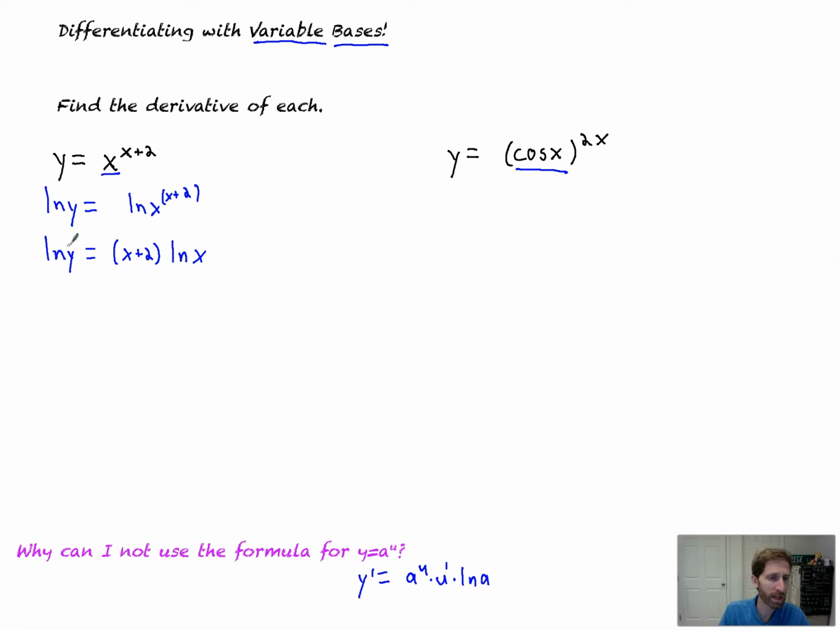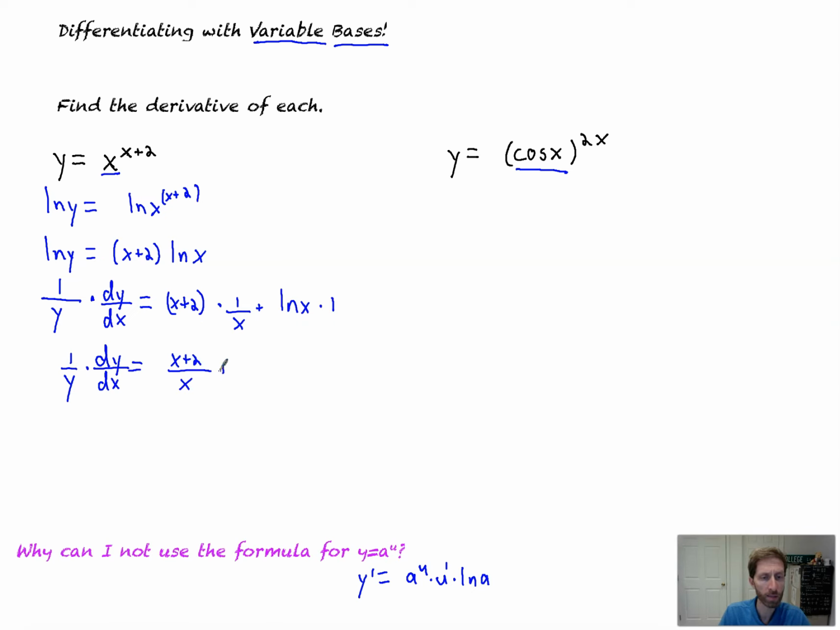Let's go. I'll take a derivative of both sides with respect to x. It's going to be messy. Hang on to your hats if you're wearing one. 1 over y times y prime, or dy dx, since we're taking the derivative with respect to x, is equal to, and we need the product rule here: first is x plus 2, d second is 1 over x. The derivative of x is just 1. Plus second, ln x, times the derivative of the first. Well, the derivative of x plus 2 is just 1. That's nice. So we get dy dx times 1 over y is equal to, and we'll smush this together a little bit, x plus 2 over x plus ln x.